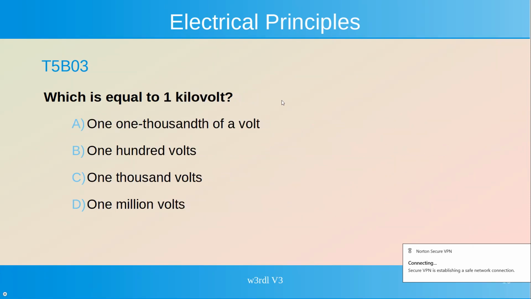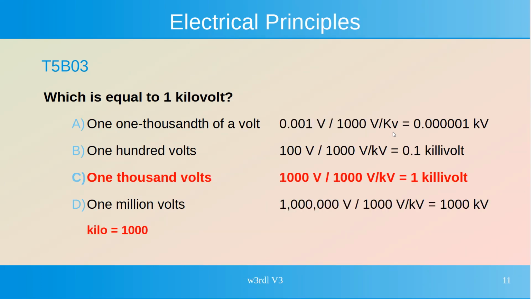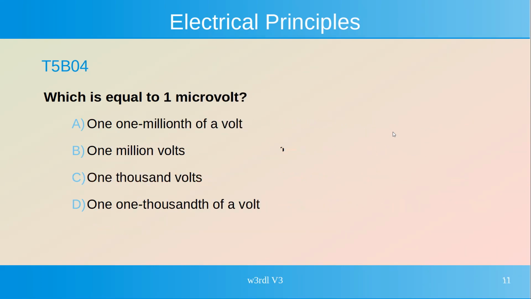All right. Which is equal to 1 kilovolt. Remember, a kilo, even though it's lowercase, is 1,000 volts. Just keeps dancing. Sorry about that. Which is equal to 1 microvolt. I'm not going to tell you this one. 1 millionth of it, though.